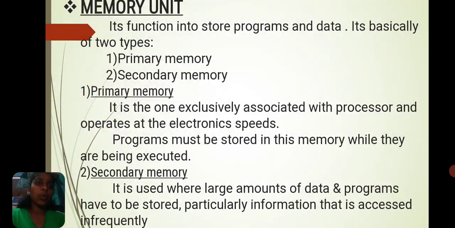Next, memory unit. Its function is to store programs and data. It is basically of two types: primary memory and secondary memory. Primary memory means it is the one exclusively associated with the processor and operates at electronic speeds. Programs must be stored in this memory while they are being executed. Secondary memory means it is used where large amounts of data and programs have to be stored, particularly information that is accessed infrequently.